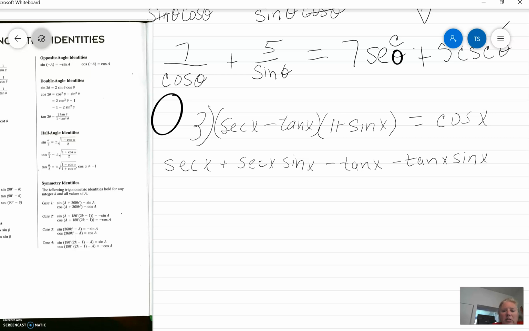So now I'm going to see what happens when I switch. This is going to be 1 over cosine plus, well, secant is 1 over cosine. And then this is times sine over 1 minus tangent. I'm going to leave that one as tangent, and then I'm going to leave this one for now.